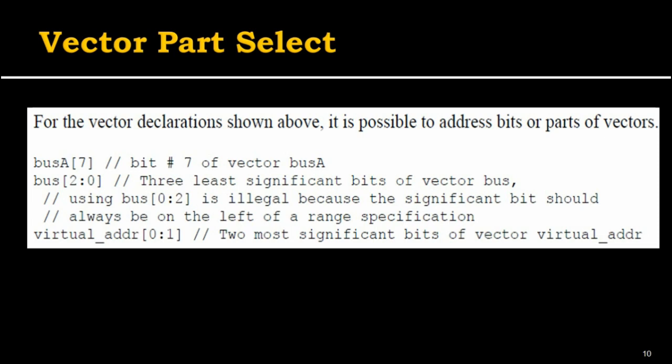Okay, so a reverse declaration is illegal, because the most significant bit should always be on the left of the range specification. The maximum significant bit should always be on the left side of the range specification. Okay, consider the virtual address 0 to 1, the 2 most significant bits of the vector virtual address. These are the vector part select. For a vector having n number of bits, we can choose any one of the bits, or any group of bits. That is called a vector part select.